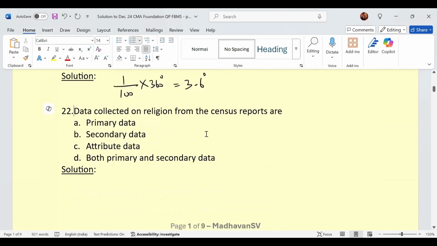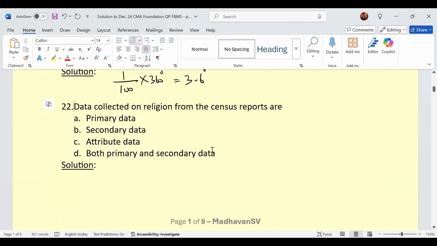The data collected on religion from the census reports. As it is, census reports are primary data, but here the data is collected from the census reports. It means the census report is already available, the government has collected it. From there we are collecting some more information, so it becomes secondary data. That will be the solution for this.